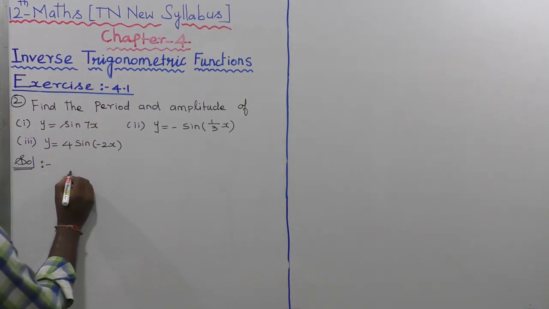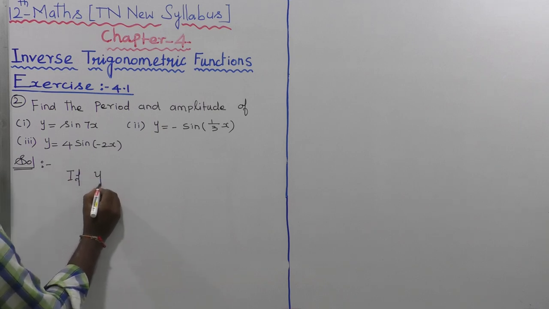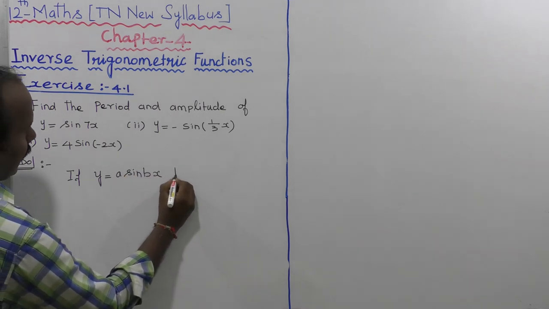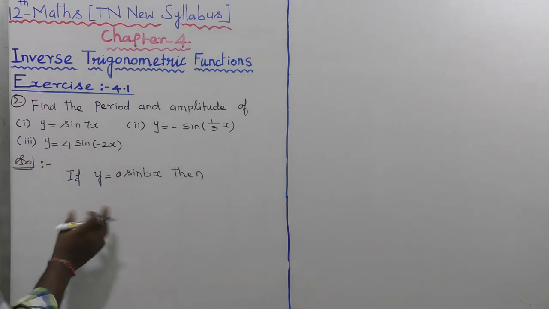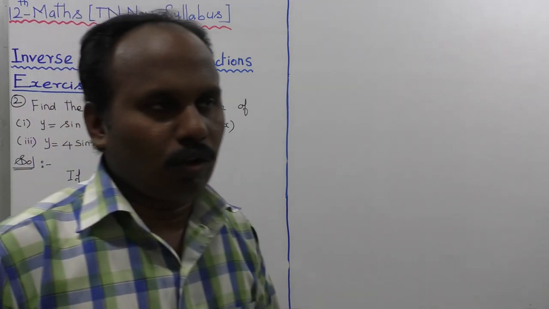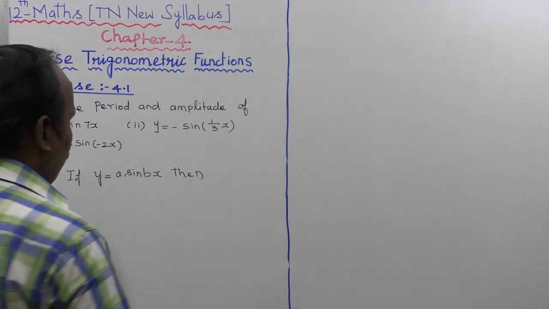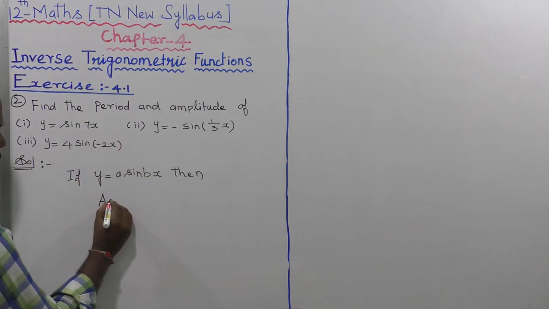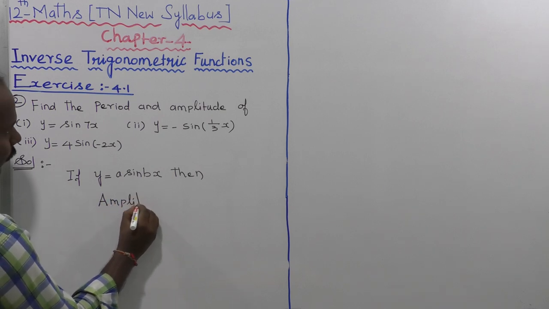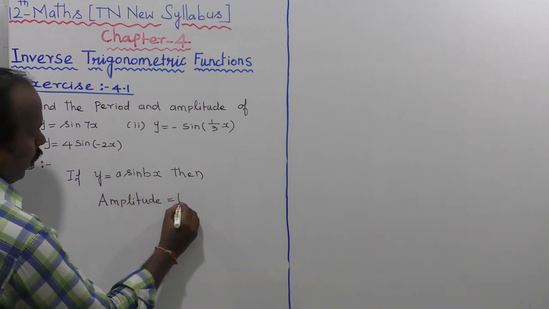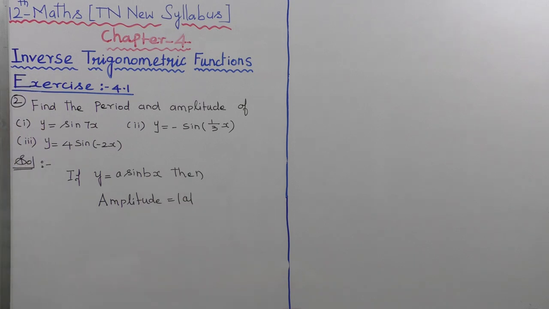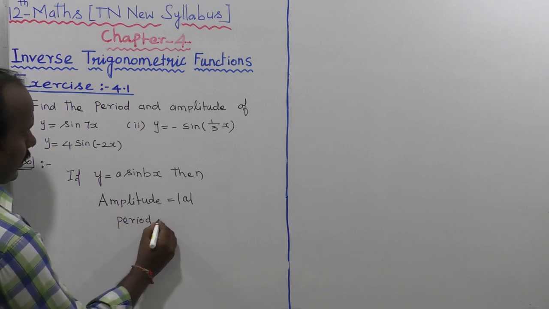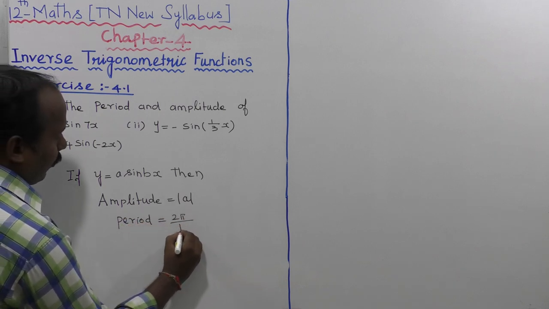But generally, if y is equal to a into sin bx, then for this equation, how the period and amplitude come out is what we consider. First, the amplitude is equal to modulus of a, that's all. Amplitude is equal to modulus of a. Next, the period is equal to 2 pi divided by modulus of b.